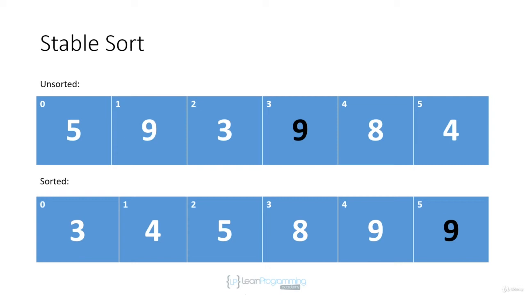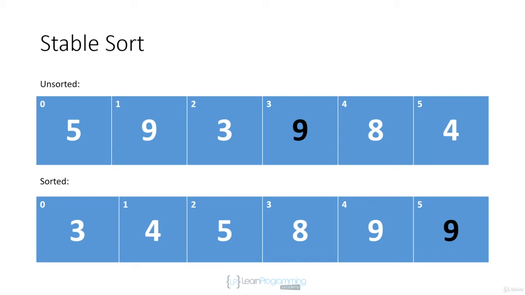So how about bubble sort? Is bubble sort a stable sort algorithm or an unstable sort algorithm? Think about this for a minute. Think back to the code and how bubble sort works. The answer is that bubble sort is a stable sort algorithm. And why is that? Well, when we're comparing adjacent elements, we only swap them if the element at I is greater than the element at I plus 1.